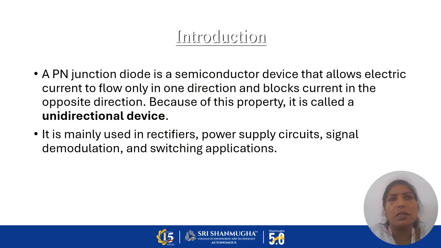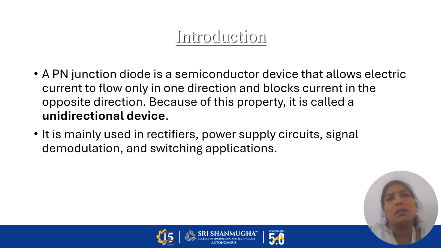A PN junction diode is a semiconductor device that allows electric current to flow only in one direction and blocks current in the opposite direction. Because of this property, it is called a unidirectional device. It's mainly used in rectifiers, power supply circuits, signal demodulation, and switching applications.